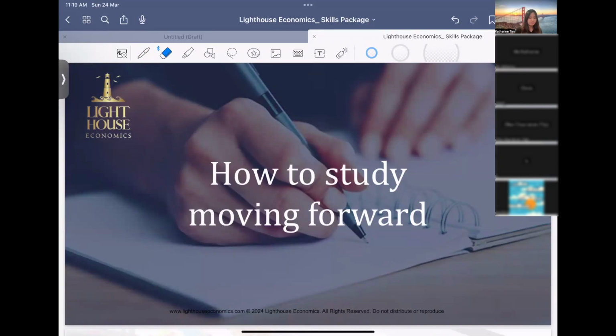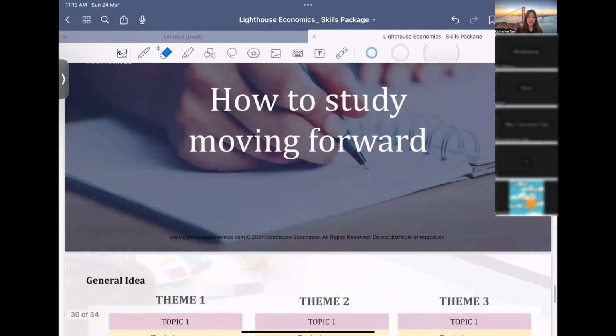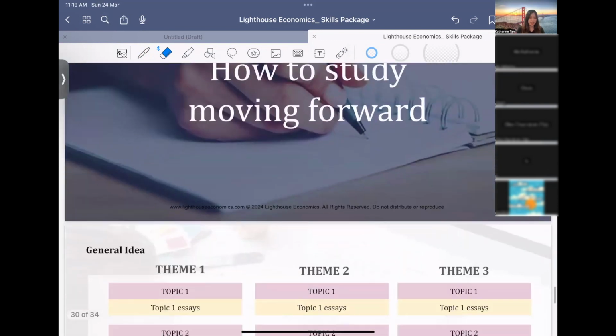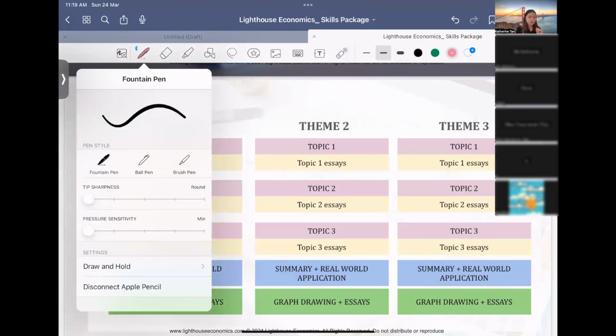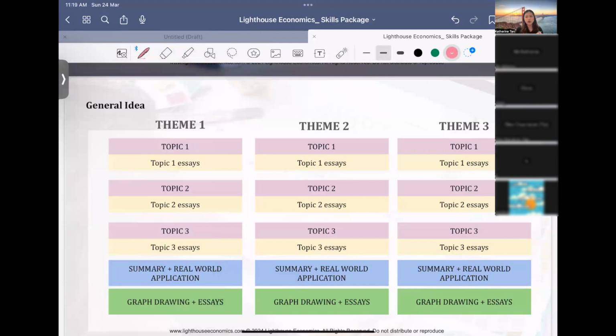Okay, most important point: how to study moving forward. General idea: you need to plan a study schedule for econs. Economics has a lot of themes. If you don't know what the themes are, you just Google H2 Economics Syllabus 2024. Then you will see that there's theme 1, theme 2, theme 3.